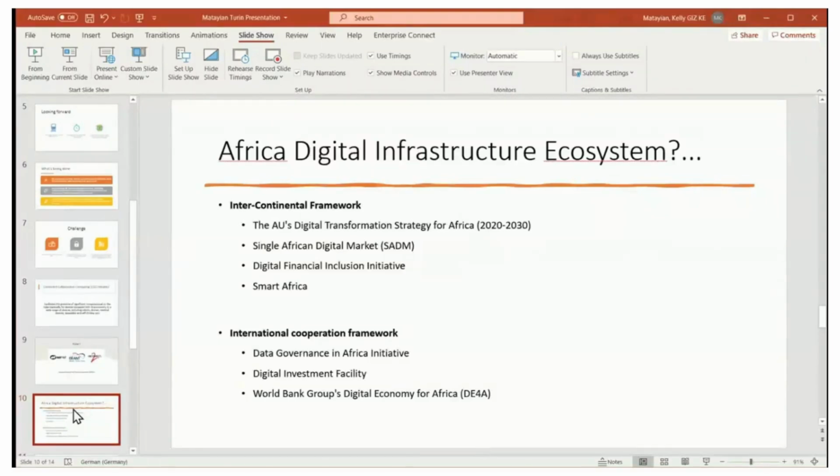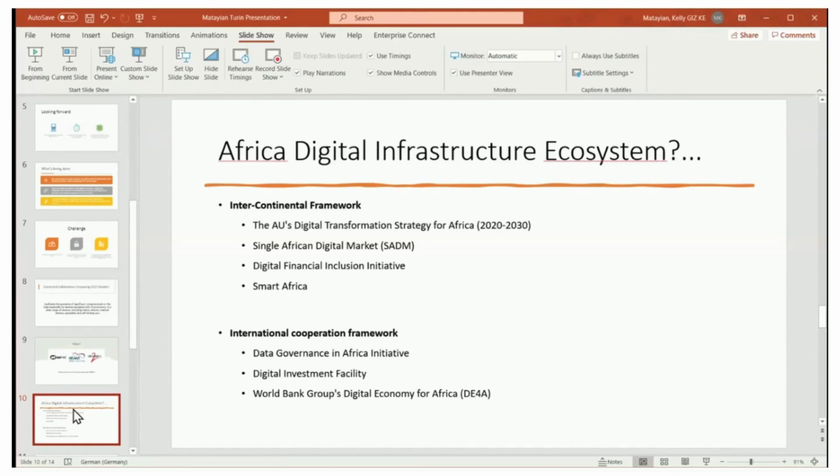So, in that regard, how does the African digital infrastructure ecosystem operate in terms of mid-mile connectivity? Currently we have the AU Digital Transformation Strategy for Africa 2020 to 2030. We have the vision for the Single African Digital Market. We have the digital financial inclusion and Smart Africa, who are currently operating at the continental level to make sure that the legal, political, and public finance architecture facilitates investment into the infrastructure.